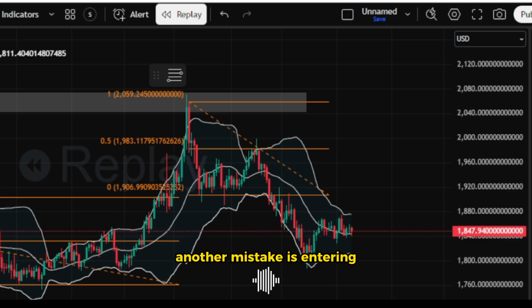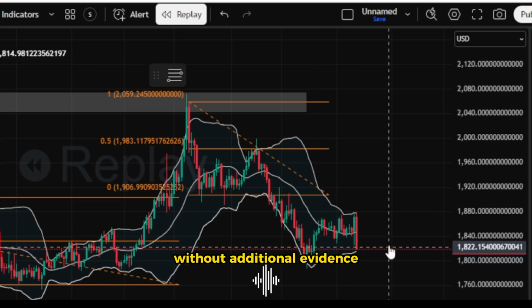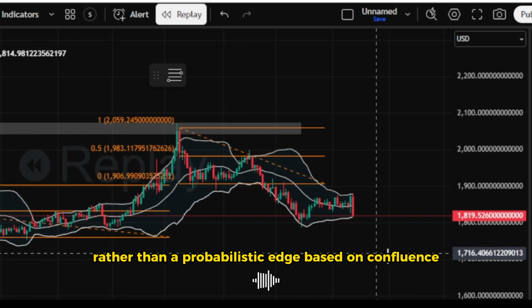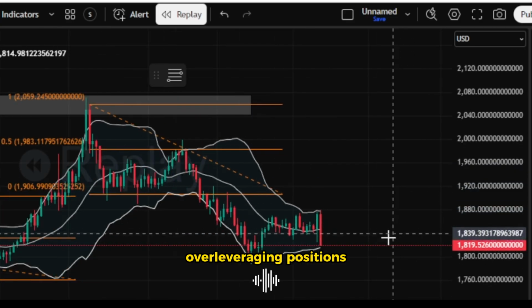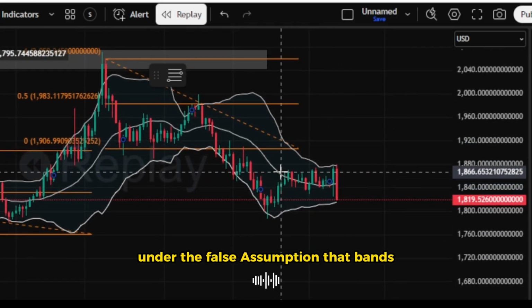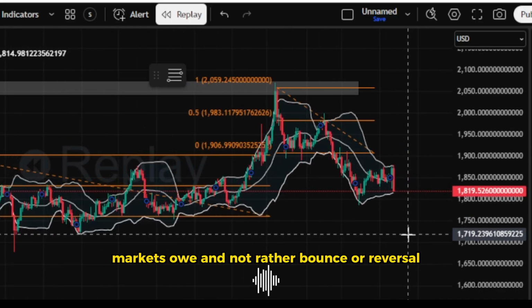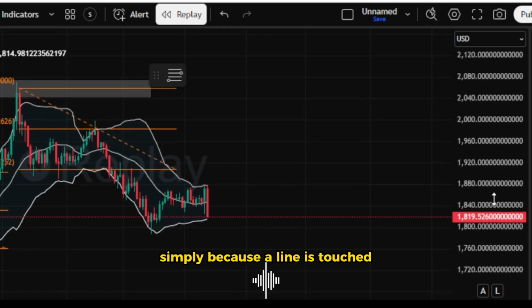Another mistake is entering solely on the touch of the band, without additional evidence. This reduces the strategy to mere guesswork rather than a probabilistic edge based on confluence. Over-leveraging positions under the false assumption that bands will always hold leads to catastrophic drawdowns. Markets owe no trader a bounce or reversal simply because a line is touched.